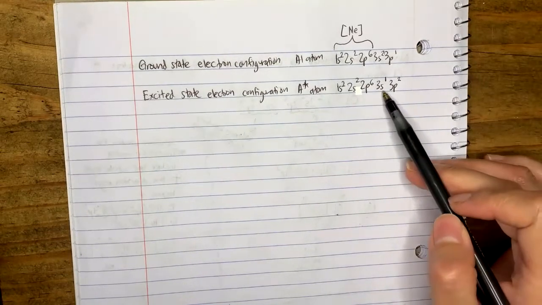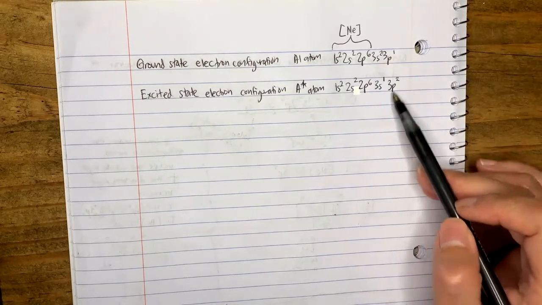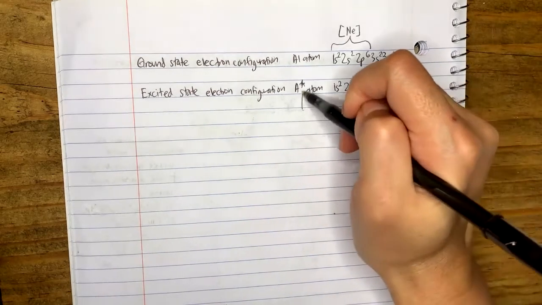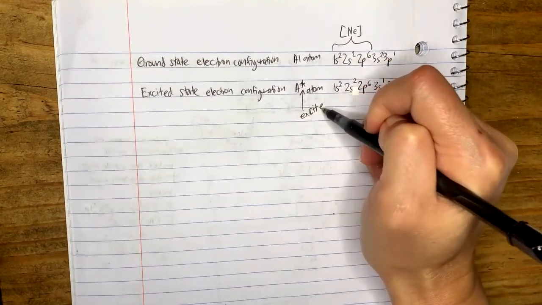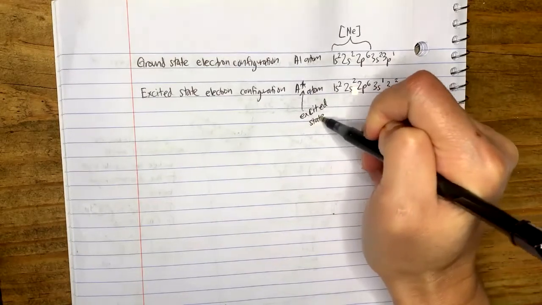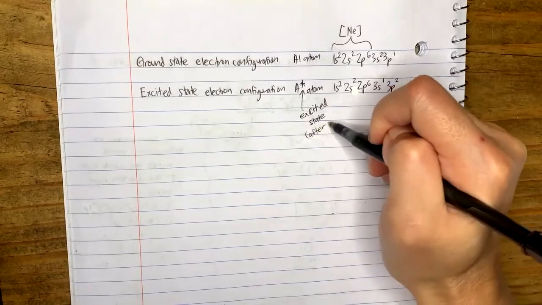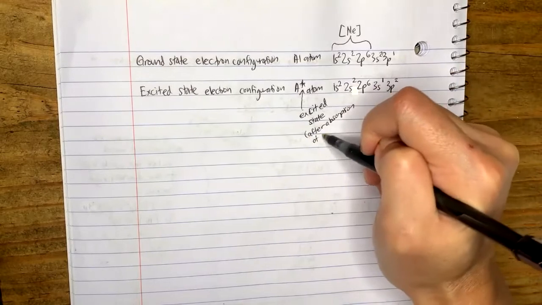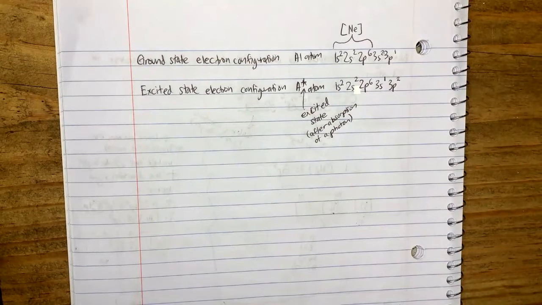See how one of these went up a level? Where it's supposed to be ground state, in this excited state one of them has popped out of place. So that's how you can tell it's excited versus ground state. The star means excited, after absorption of a photon. All right, so we got that.